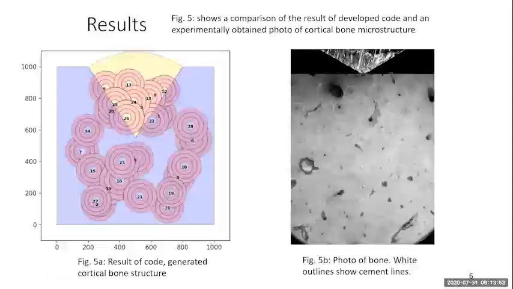So my question is, when I look at your model and I look at the bone structure, it appears that the actual zones do not overlap, but in your model they do overlap. Is that correct? Is my assessment correct?